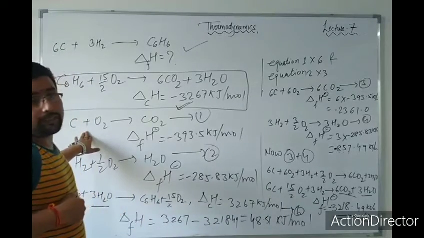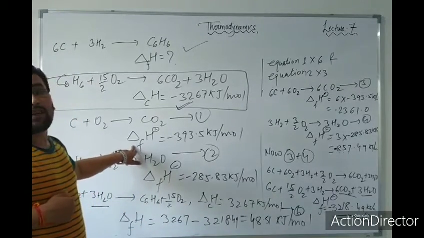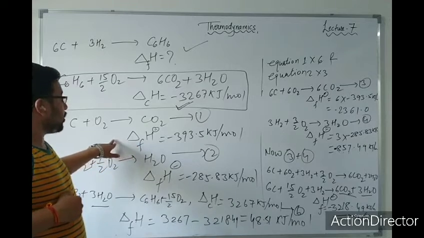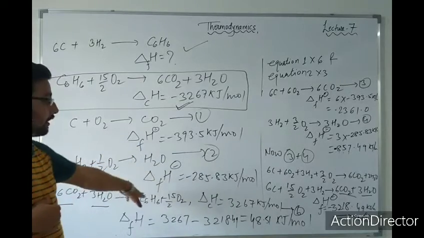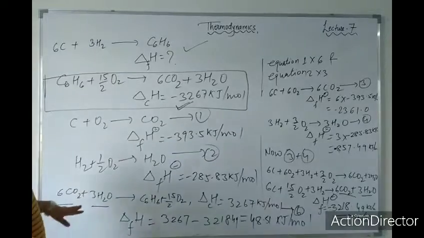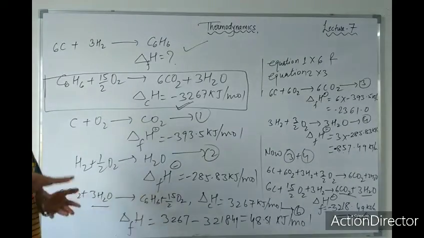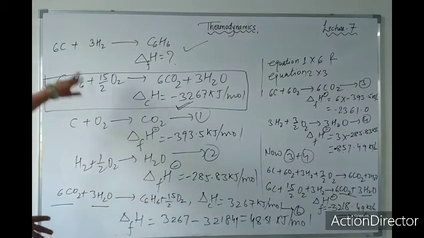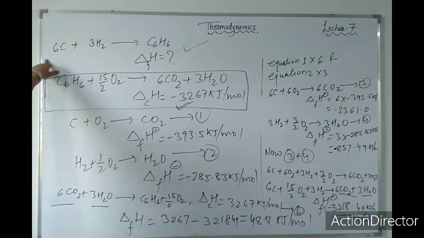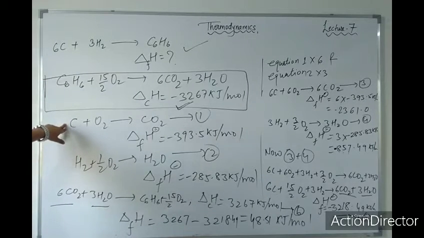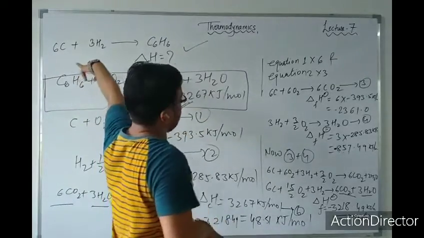Second thing here, that is the enthalpy of formation of carbon dioxide and water is given. What we have done, we have to just arrange the equation to get the value of this benzene formation. So what I have done, I have multiplied this equation by 6 and this equation by 3. Why I have multiplied? To get the reaction of this benzene one.